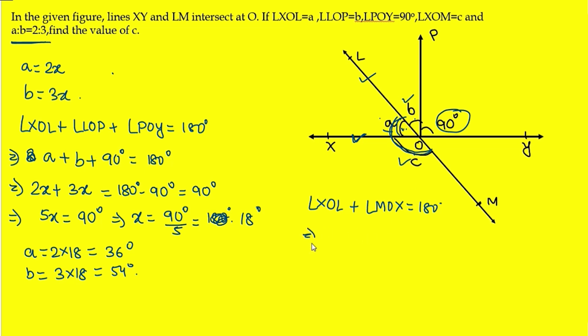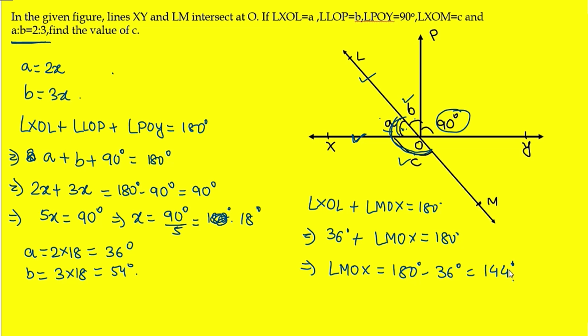So angle XOL we already know, that is A, that is 36 degree, and angle MOX is obviously not known to us. So angle MOX equals 180 degree minus 36 degree, that is, it will give us 144 degree. Okay, so the measurement of angle MOX is C, that is 144 degree.